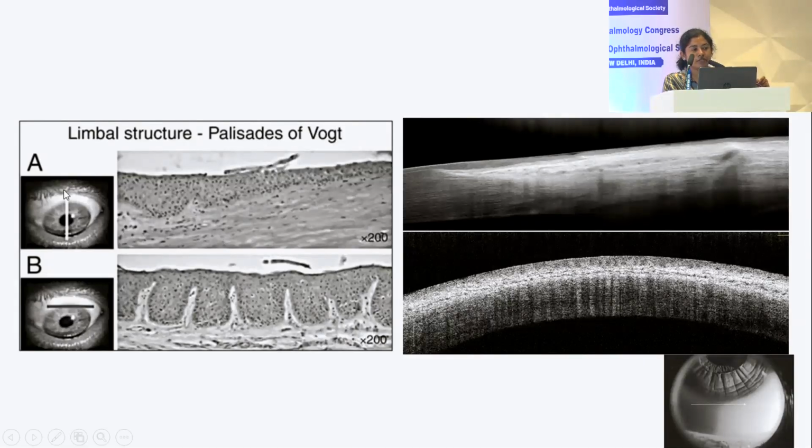So if you just look at this image, this is a representative image of HNE staining of the limbus. So this is a radial and a tangential scan respectively, and you can make out that the limbal stem cells are in this region, which can be seen in the corresponding AIOS2025 image. Similarly, in the tangential scan, you can see the palisades of Vogt as these projections, which can again be seen corresponding on the AIOS2025 image.